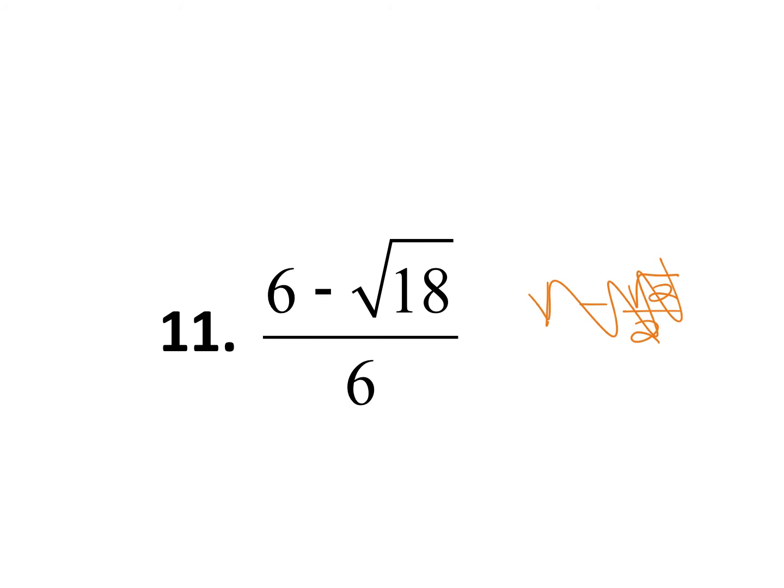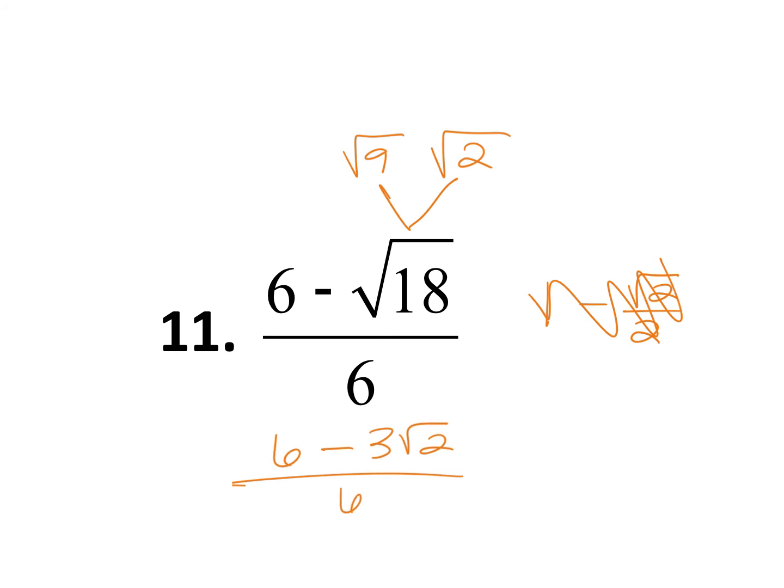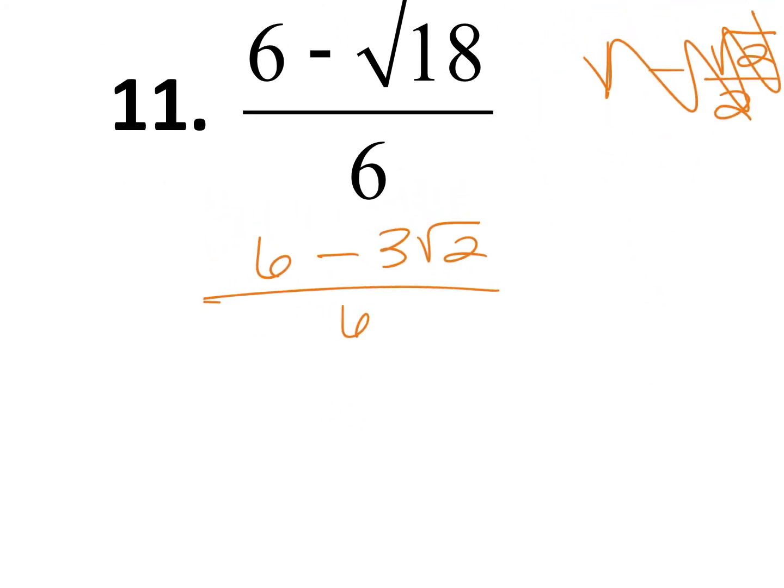I'm going to ditch this for now. Break this into what perfect square and what non-perfect square? 9 and 2. Okay. So this is 6 minus 3 rad 2 over 6. Now, you cannot divide everything by 6, right? This is divisible by 6, but this is not divisible by 6, but it is reducible. You can divide both by 3.